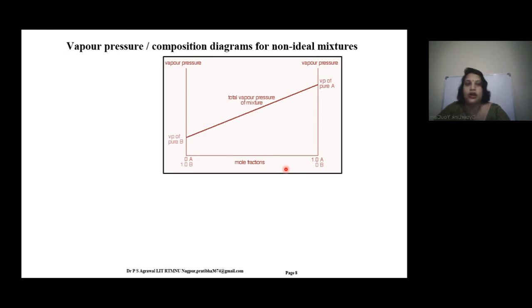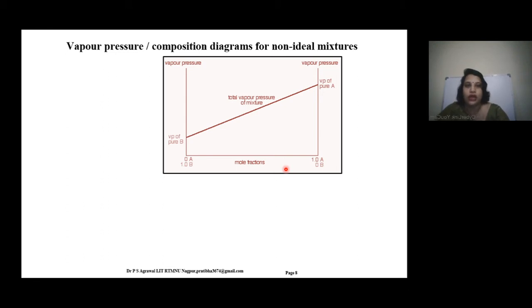Some liquids on mixing form azeotropes, which are binary mixtures having the same composition in liquid and vapor phase and boil at a constant temperature. In such cases, it is not possible to separate the components by the distillation process. There are two types of azeotropes called minimum boiling azeotrope and maximum boiling azeotrope. We will discuss it later on.